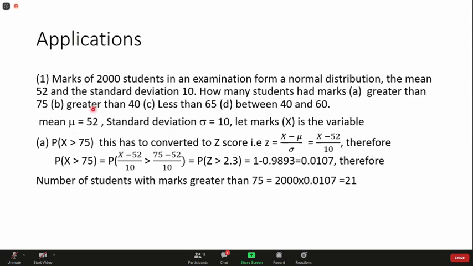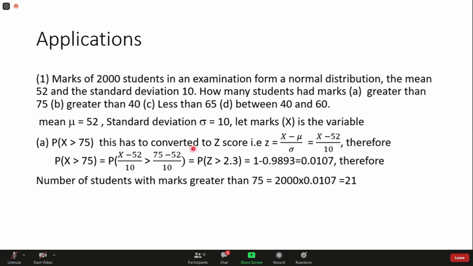You can see easily. See that first part, the marks greater than 75. The variable is marks. Remember here, let marks be the variable. Initial variable is a normal variable, not the Z. That's the thing you have to understand. You have to calculate the probability first. Remember, we calculate what is the probability that any student's marks is greater than 75.